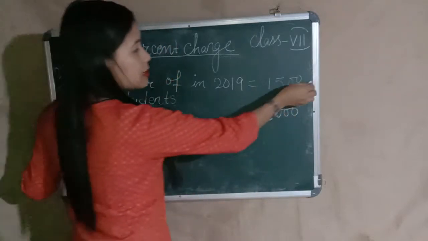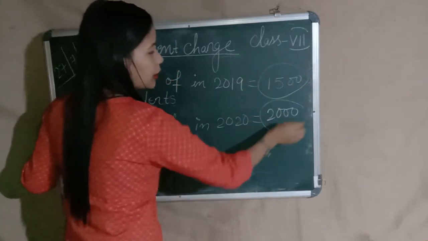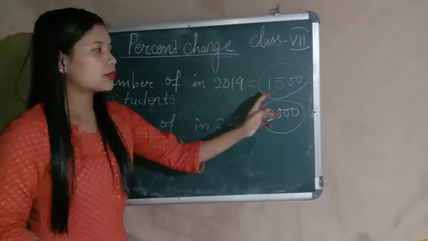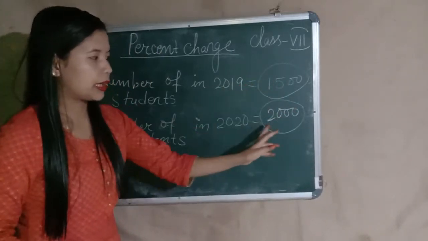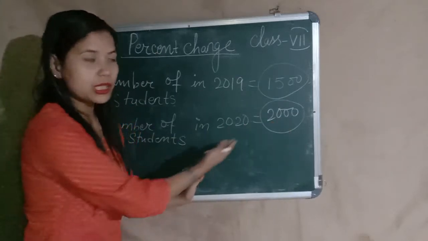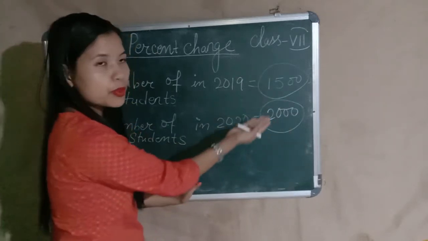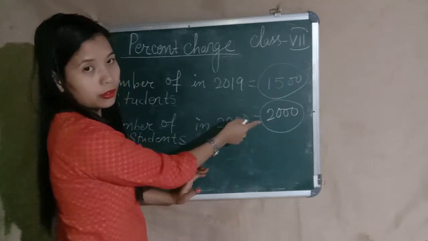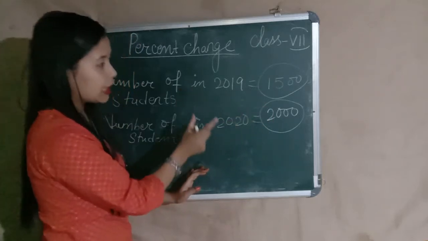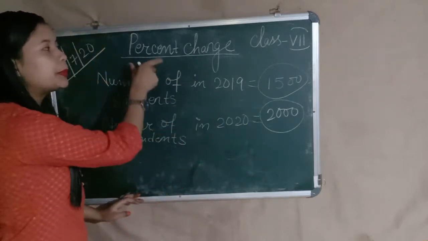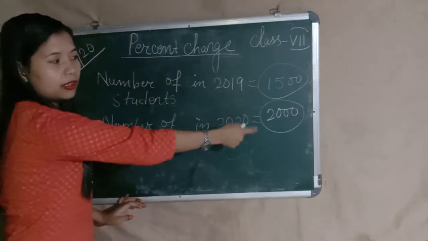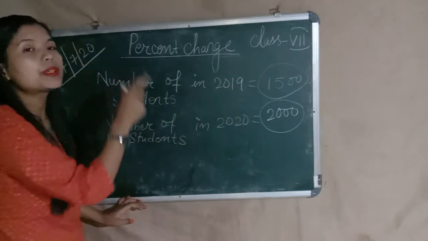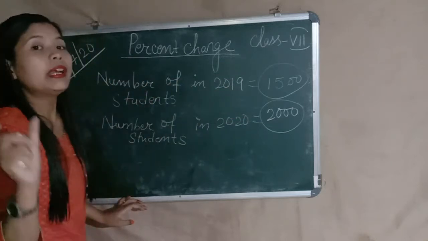If you see this number and this number, there is an increase in the number of students, right? Previously in 2019 it was 1500 and it came to 2000 in the year 2020. So the increase is how much? 500. But we will be finding the percent increase here. The change is an increase in number, so we will be finding the percentage of the increase.